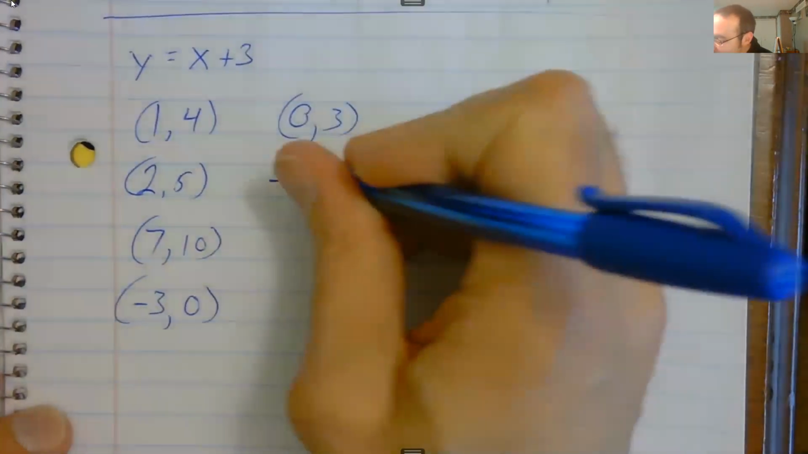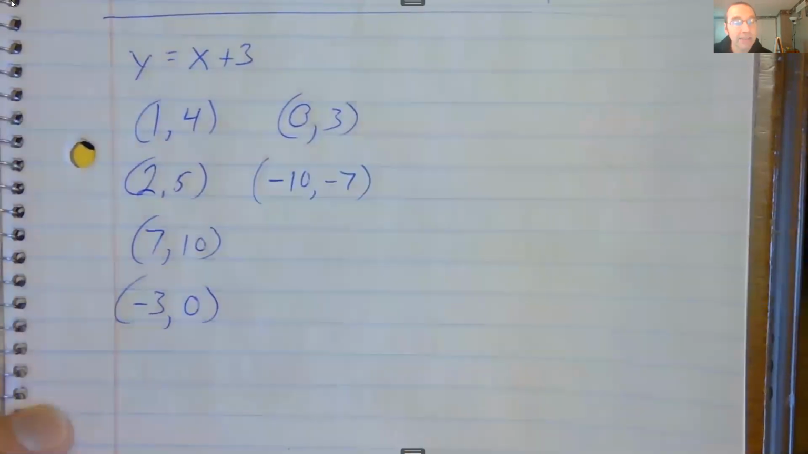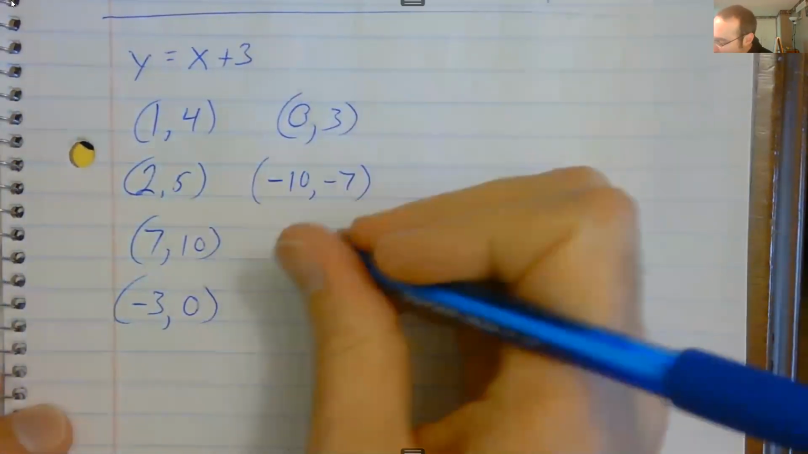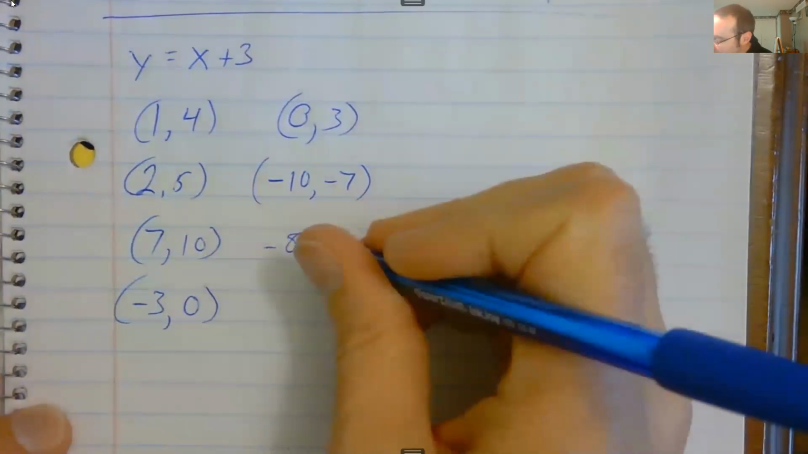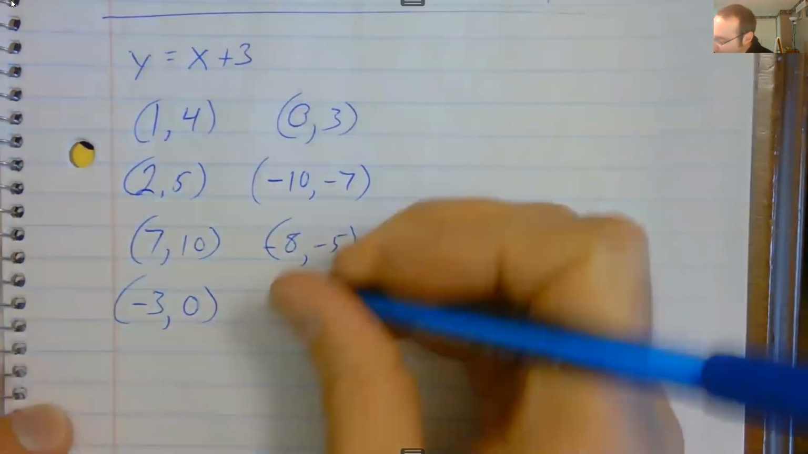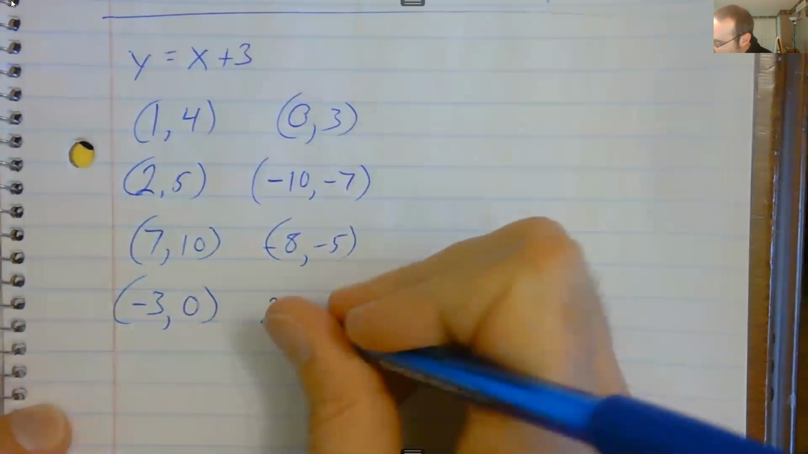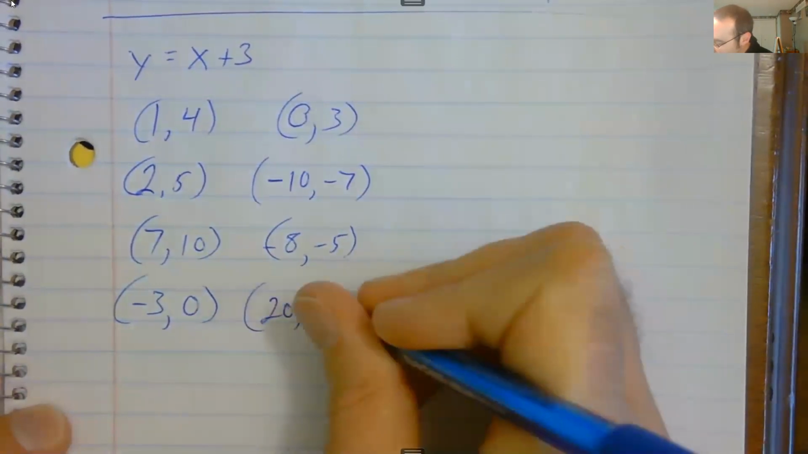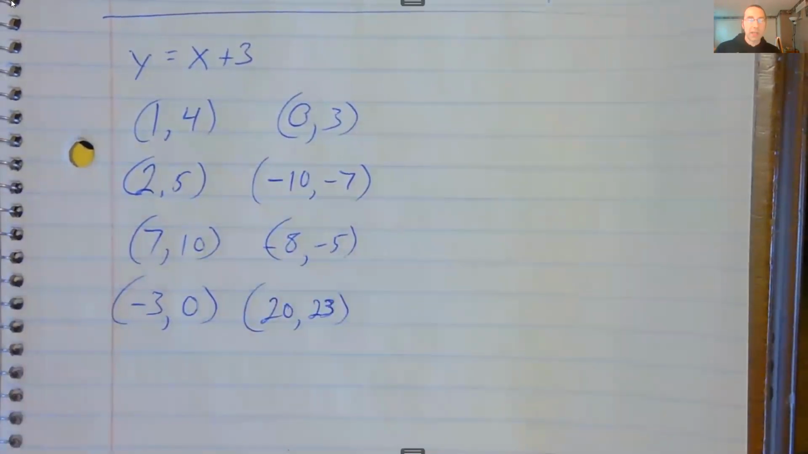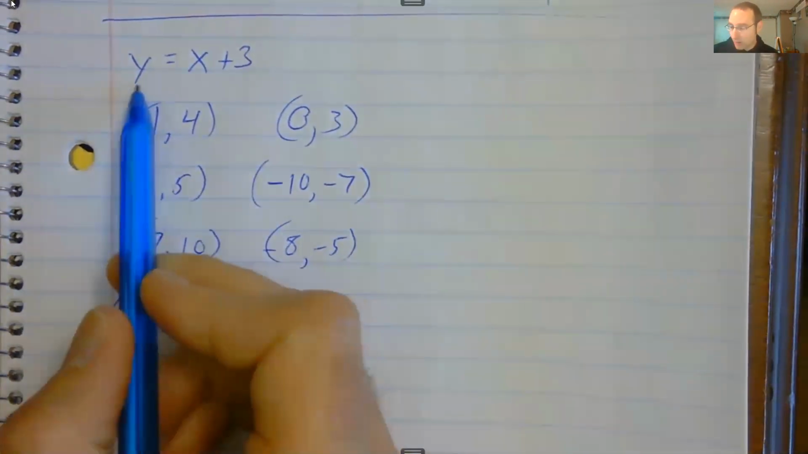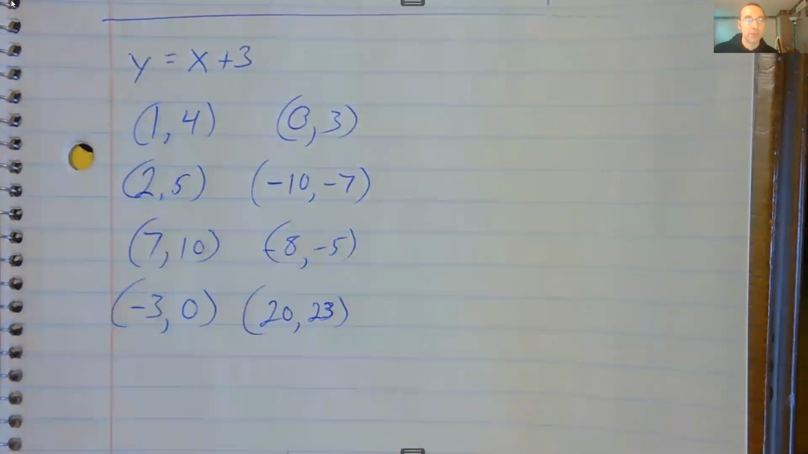I can have negative 10 comma negative 7 is a point. Negative 8 comma negative 5. I can have 20 comma 23. And you can see there's certainly a pattern there. And the pattern is anytime you look at your x value, your y value is just 3 more than that x value. Okay, but again, there's an infinite number of these. I can't list off all of them.